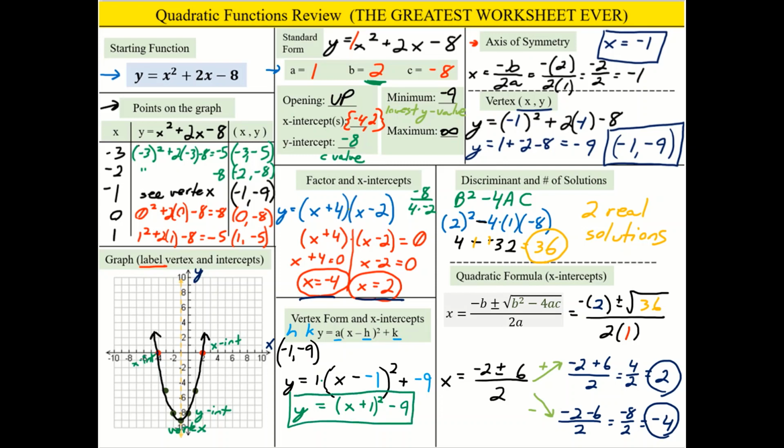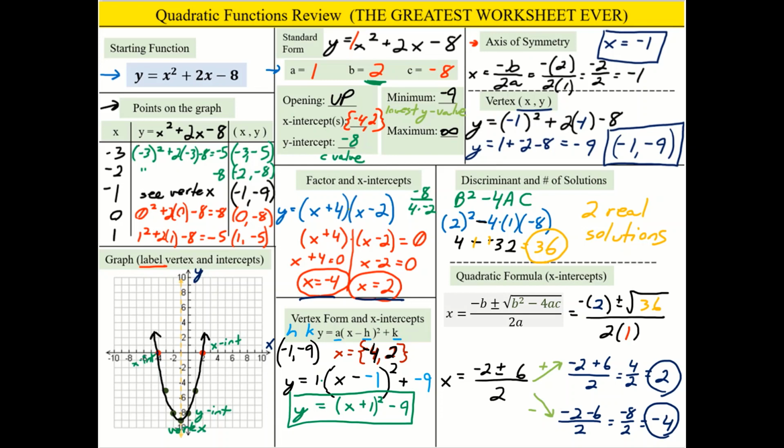So there's the vertex form. And if you found the x-intercepts, you would get the same thing we found earlier, that the x would be negative 4 and positive 2. So if you set the y equal to 0, add 9, take the square root, you get plus or minus, you're going to get negative 4 and positive 2.